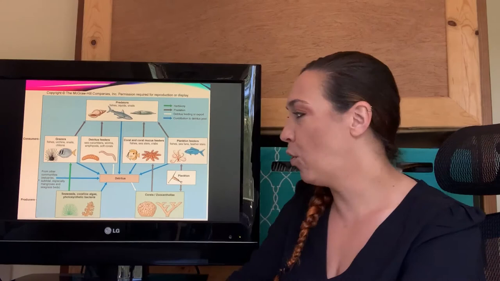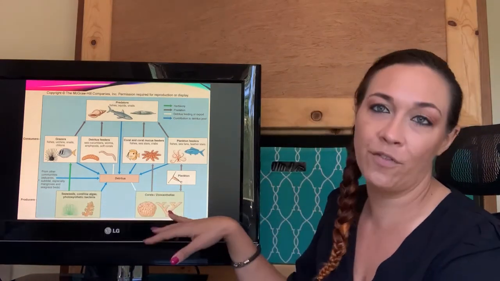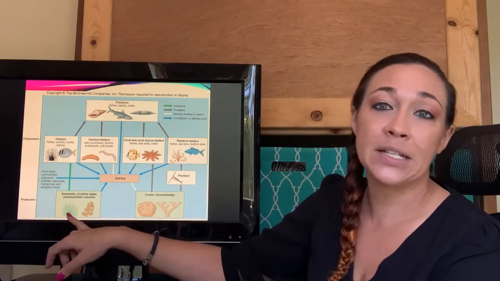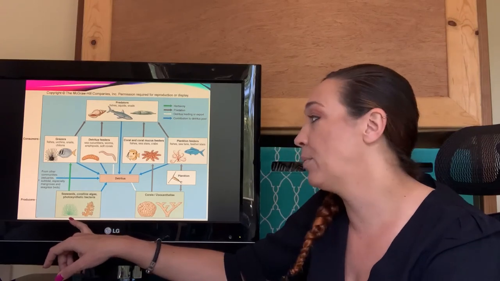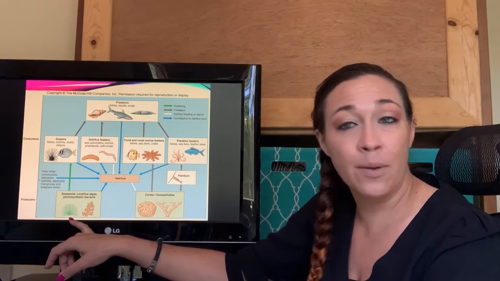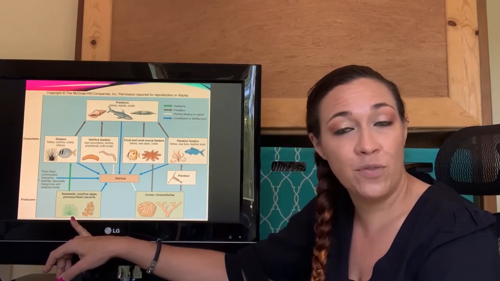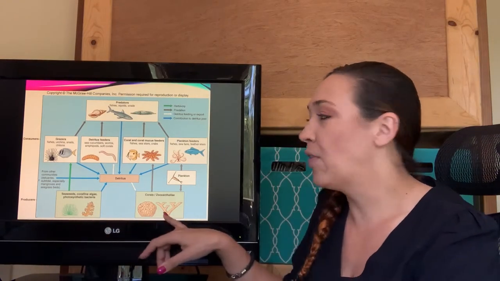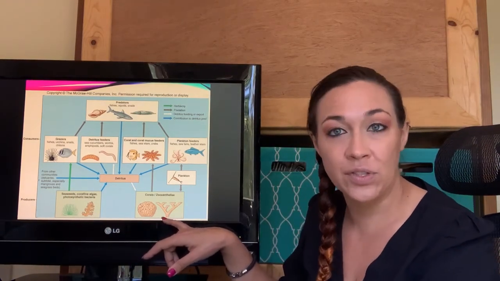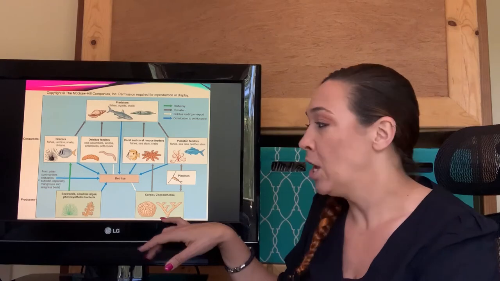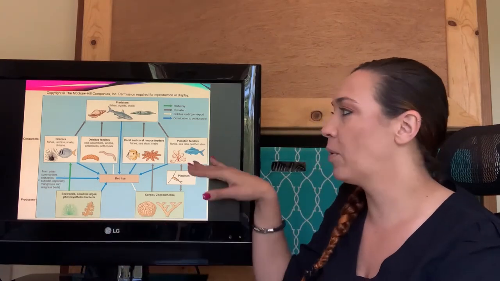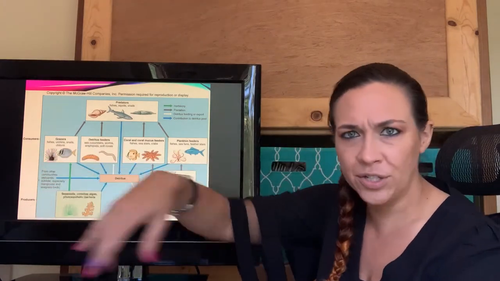So here's some of the typical interactions that we see. You guys have seen this before, right? We have a basal level here of our primary producers. You're going to have things like some of these algae that are going to be able to survive. Some photosynthetic bacteria are going to be able to survive doing photosynthesis. And then you're going to have your corals and your zooxanthellae algae living inside those corals. So these are kind of the base levels here. They're going to provide food for the grazers.